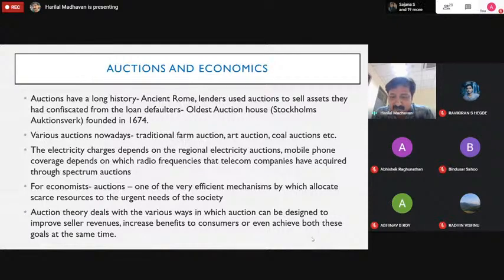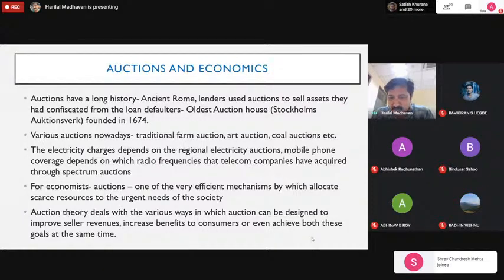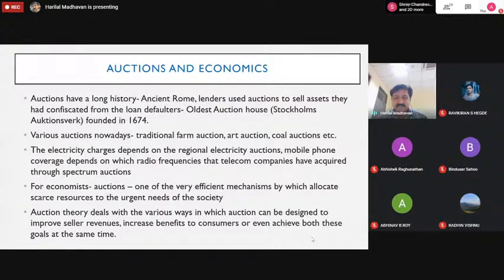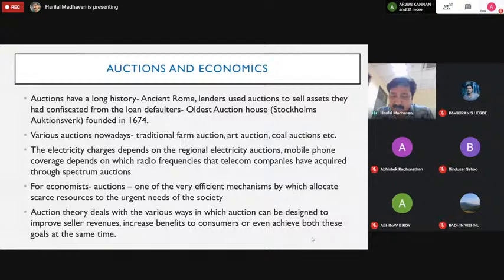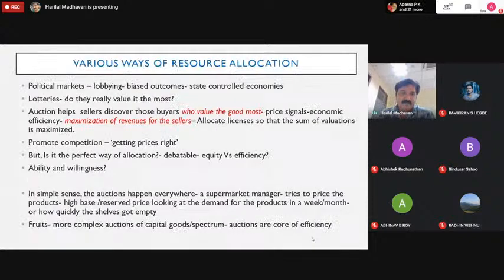Auction theory deals with the various ways in which an auction can be designed to improve seller revenues, increase benefits to consumers, or even achieve both these goals at the same time. Achieving the two goals, that is maximizing the revenue of the person who is selling the product and increasing the benefits of consumers, matching these two objectives simultaneously, is the biggest problem in economics, right? And it says that if you deal with auction theory in a particular way, subject to different contexts, you can design a particular auction format which can efficiently work in this sense, okay?